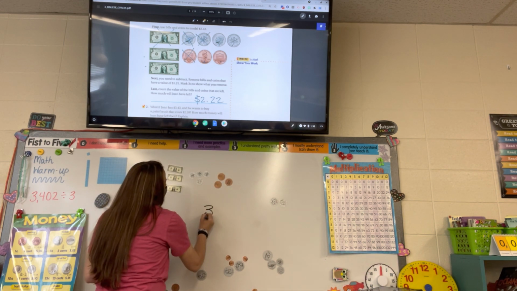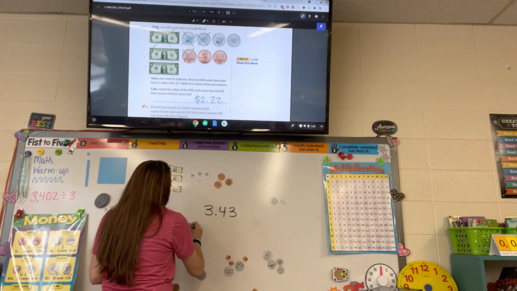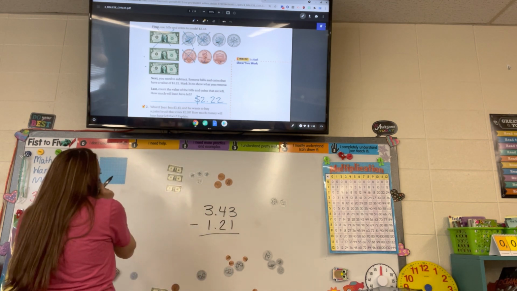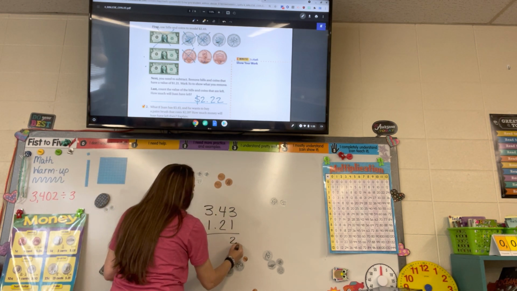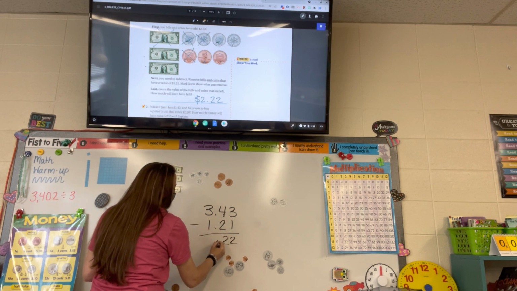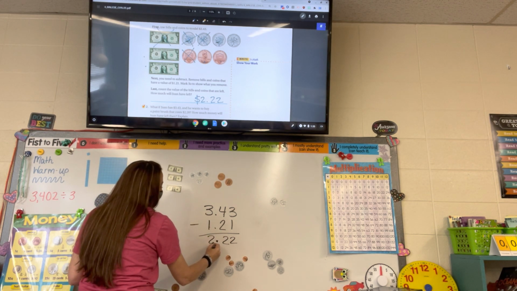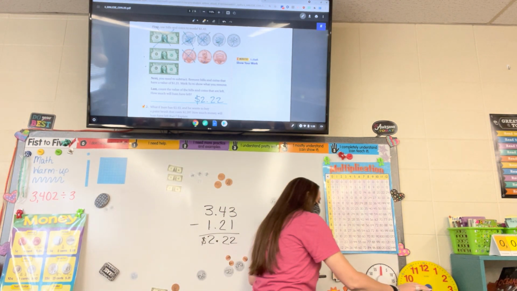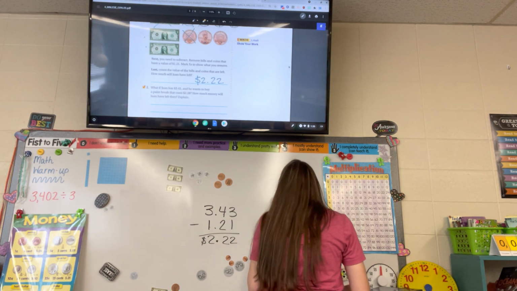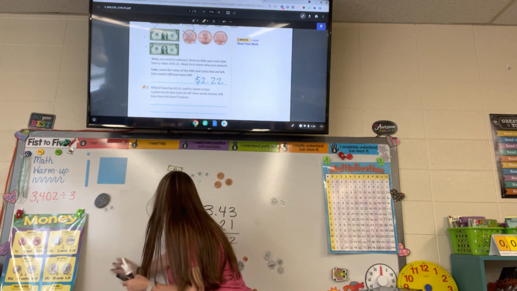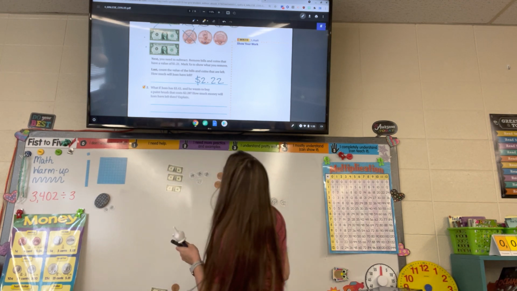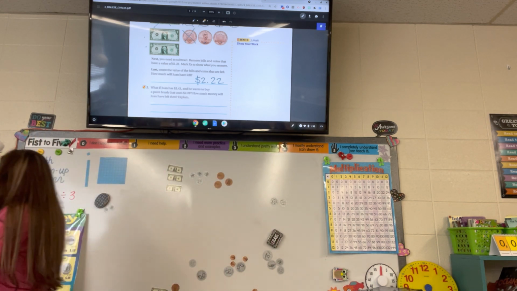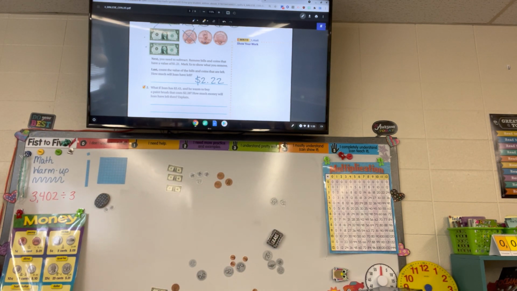Now, we could also do this, $3.43 minus $1.21. 3 minus 1 is 2. 4 minus 2 is 2. Decimal point follows. 3 minus 1 is 2. So we could do it that way too, $2.22. Here's a tricky one though. What if Juan has $3.43, but the paintbrush, instead of costing $1.21, costs $2.28? Sophie, what would you do first?